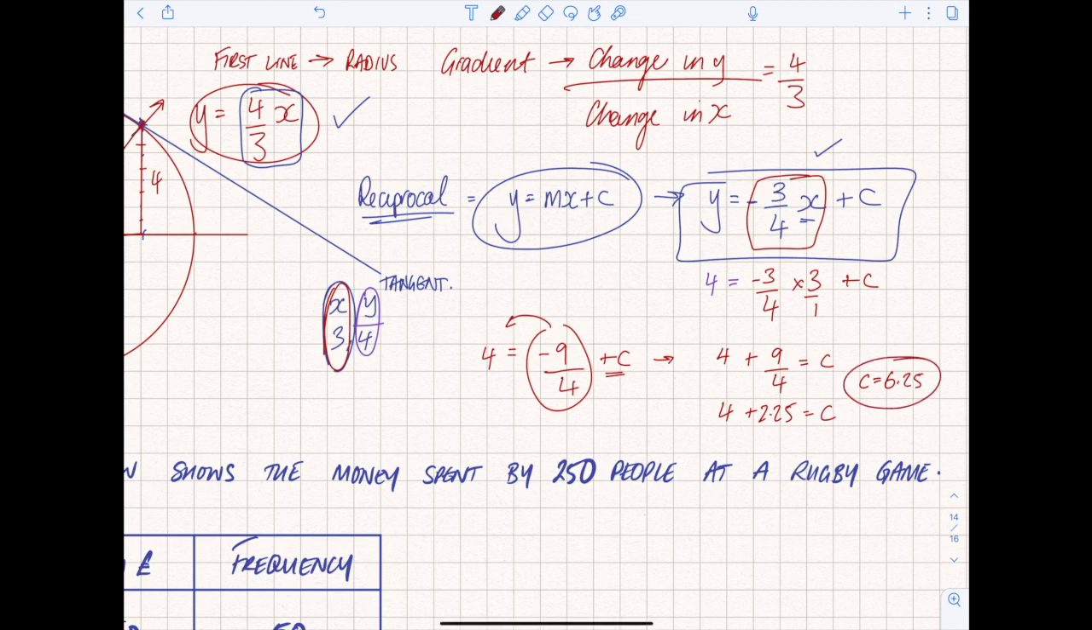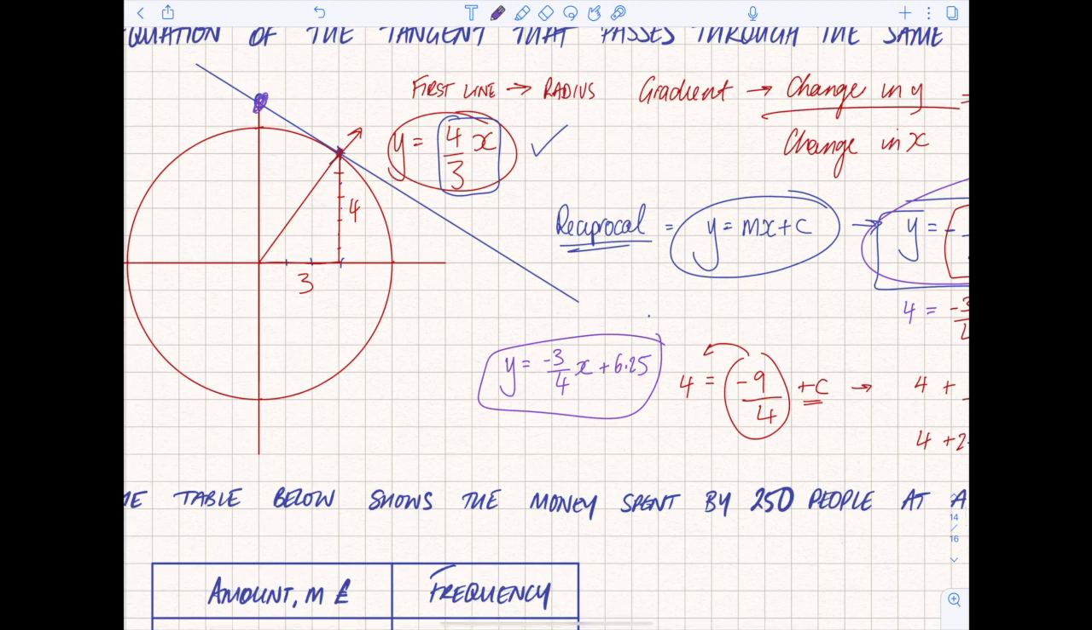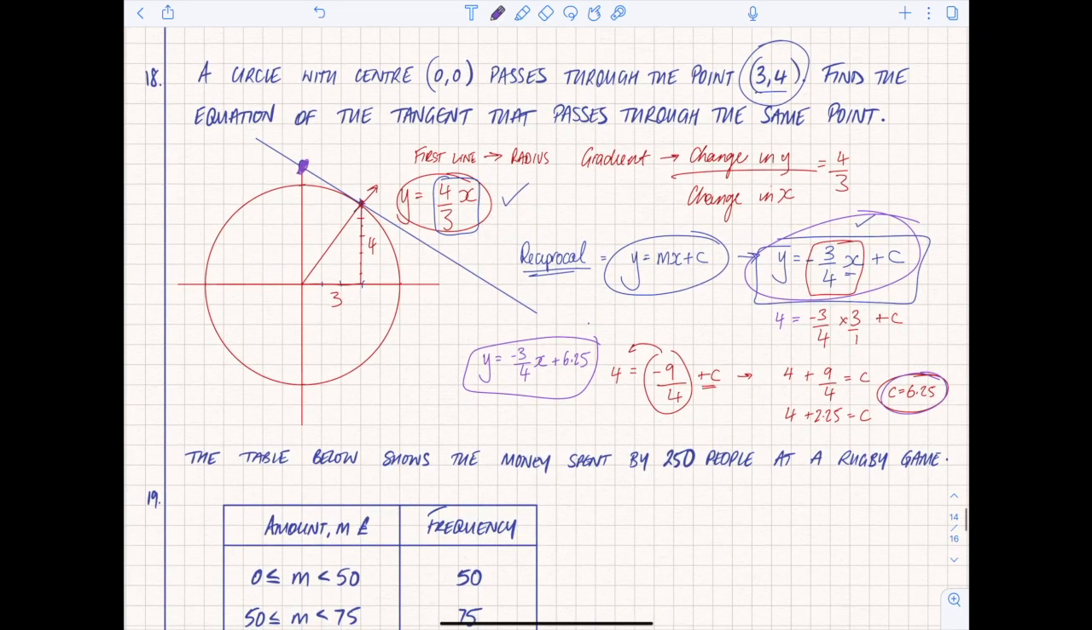I go back to my initial equation. So let's just rub this out for a second. My initial equation being this one here. And I say y is equal to minus 3/4 of x and then plus 6.25. Let's look at my diagram over here. This point here looks like it would be around about 6.25. So that's perfect. It kind of works with the scale we're talking about. Okay, so that's how you can use perpendicular lines.